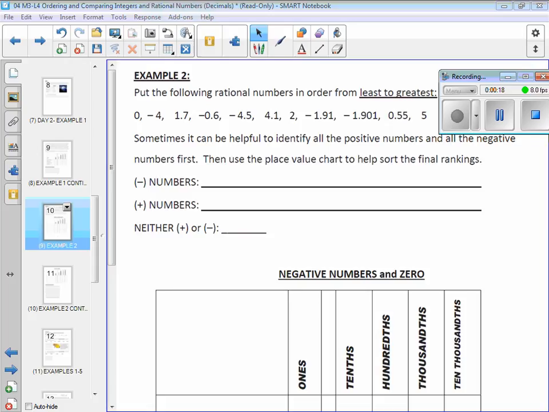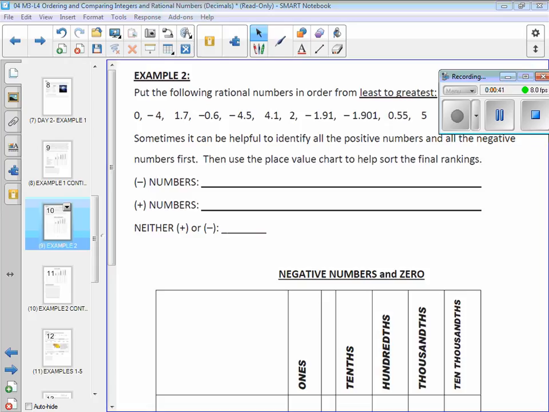How many numbers do you have altogether? Count them all up. How many separate numbers? Count again. Count them seriously, because I've seen that also where you will leave numbers out. 11 numbers? Is everybody counting 11 numbers?